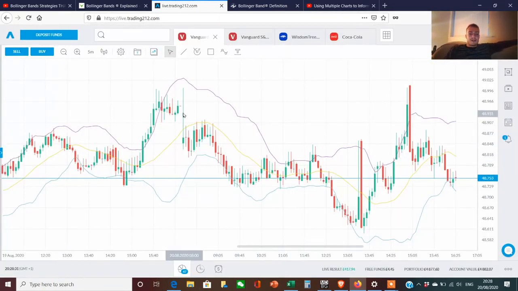So as you can see here, you have your Bollinger Bands. Now, the yellow line that you can see in the middle is the 20-day moving average. The purple line is the 20-day moving average two standard deviations away above, and the blue curve is the 20-day moving average two standard deviations below.